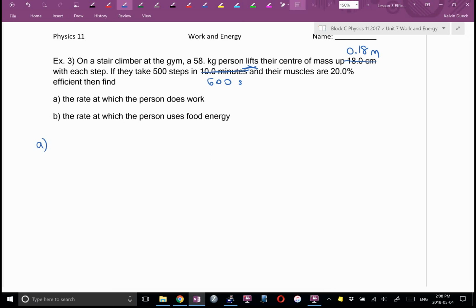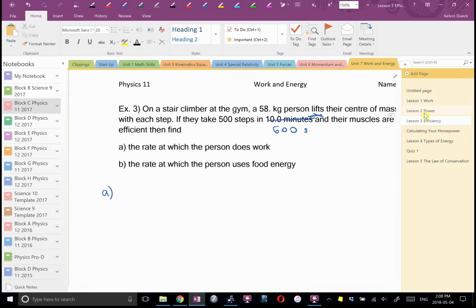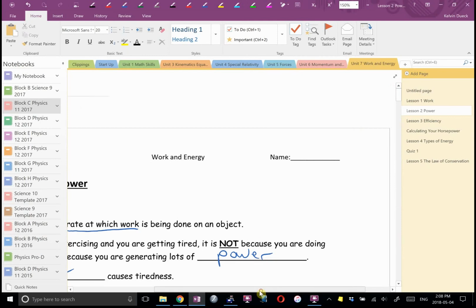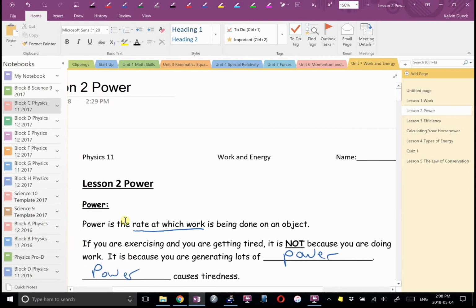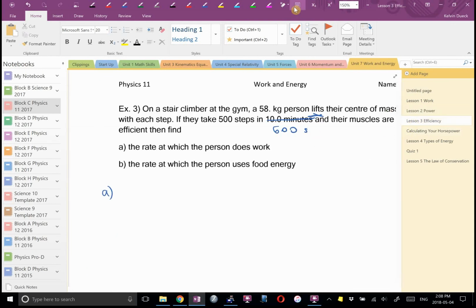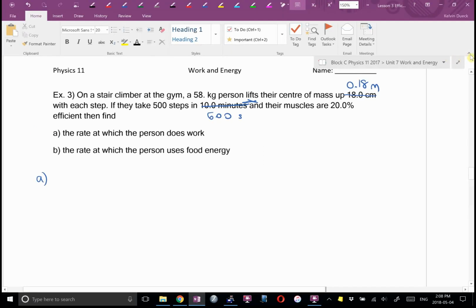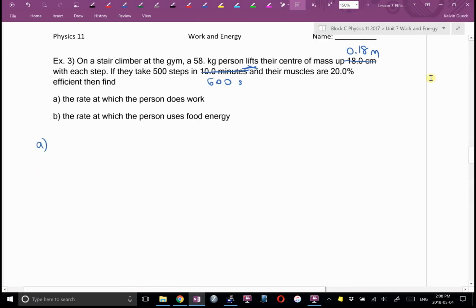Jacqueline, what's A want me to find? What the heck is the rate at which the person does work? What's that? Power is the rate at which work is done. Jacqueline, what's part A asking me to find when it says the rate at which the person does work? Power, you say? Really? Okay.